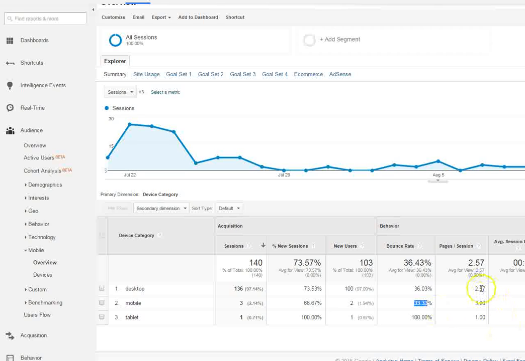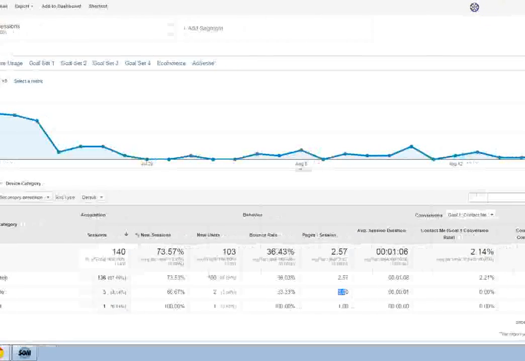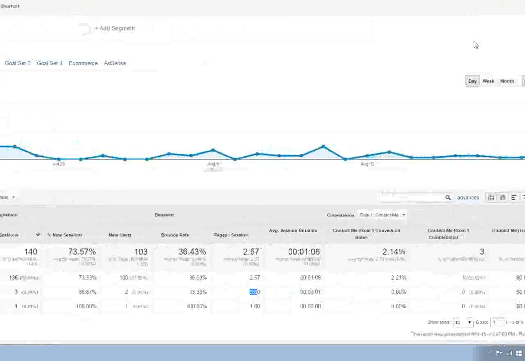You can also look at pages per session. If your desktop users are going through a number of pages and your mobile visitors only hit one, it probably means that you don't have a great experience on your site and that people are leaving when they come in from a mobile device. Another thing that you might want to look at over here is when it comes to your conversions and your goals.